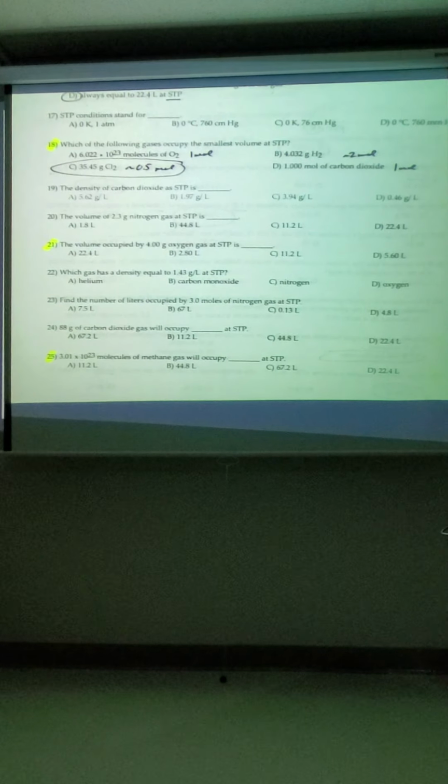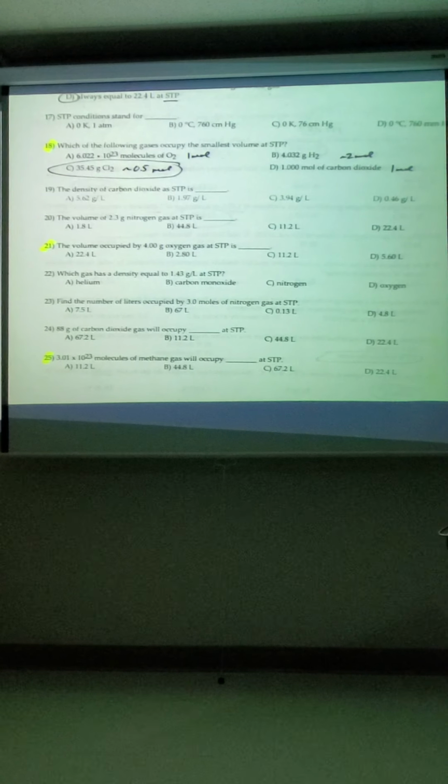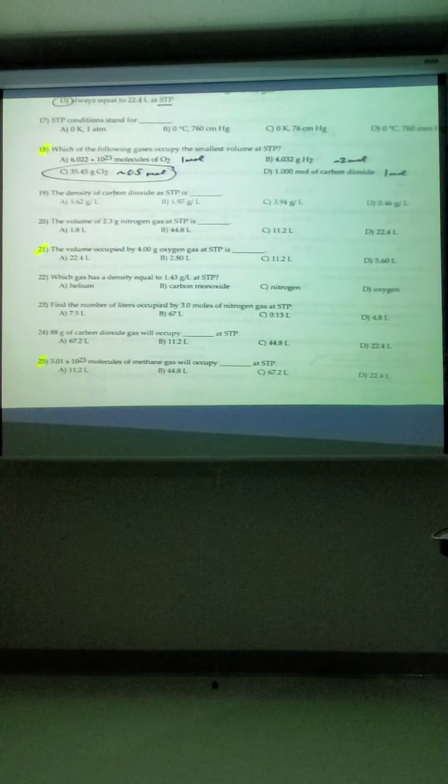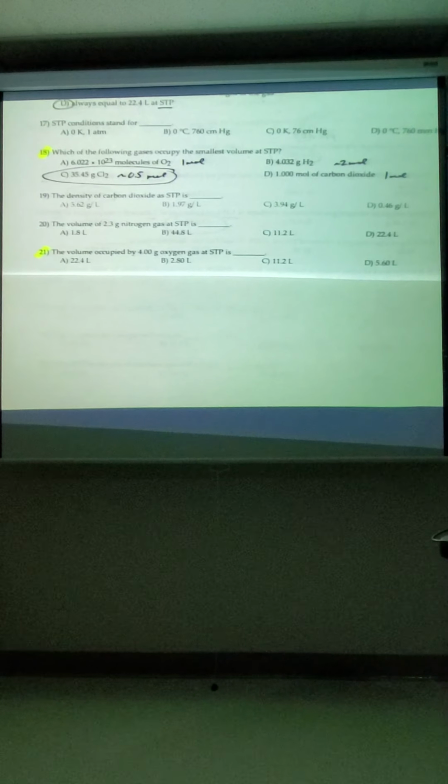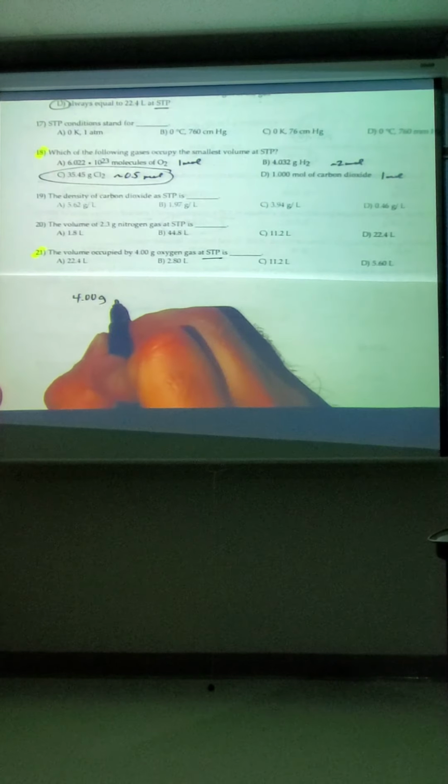21 says volume occupied. Typically, if we saw this kind of problem, we would do PV equals nRT and solve, but in this case we don't have to because it says STP. If it's 4 grams of O2, which is oxygen gas, this is how a lot of the matching sections are on the back of this homework. Grams of O2 per 1 mole. This would be O plus O, that's 16 plus 16 on the periodic table, that's 32.